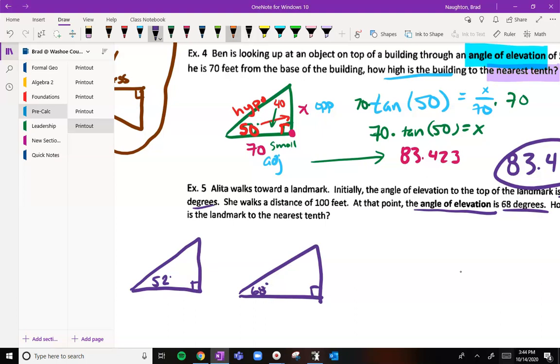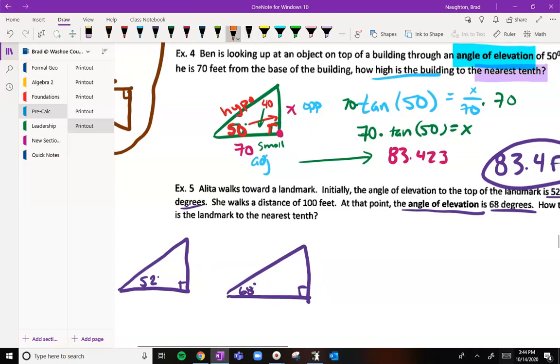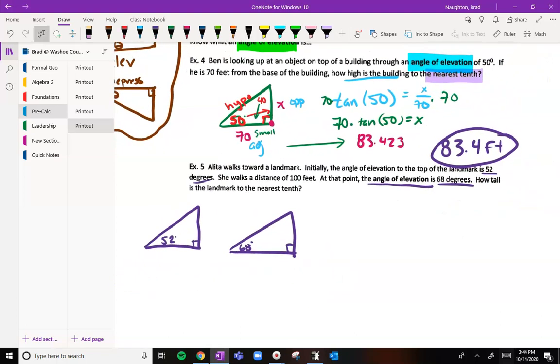So, we now know what we have because we have two angles. We're now going to cruise on. So, we're walking down towards a landmark. Initially, the angle of elevation is 52 degrees. Okay, this is our initial. And then we walk 100 feet closer. And then we're at 68. How tall is the building?